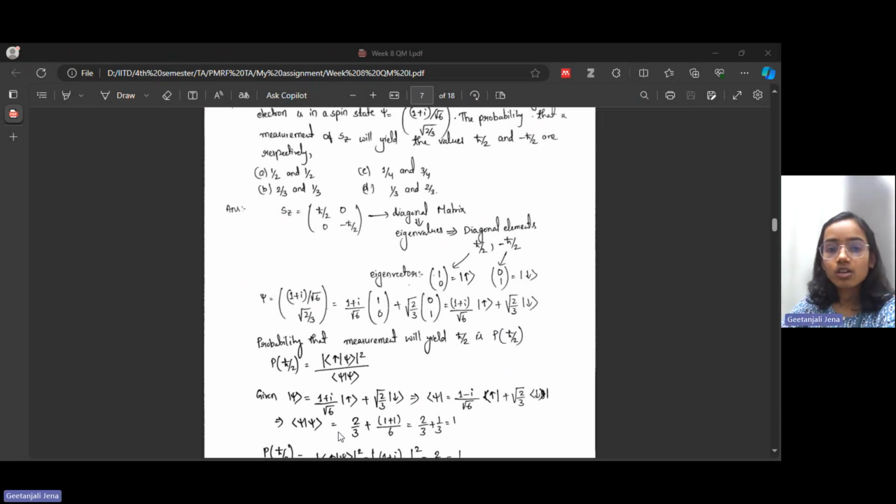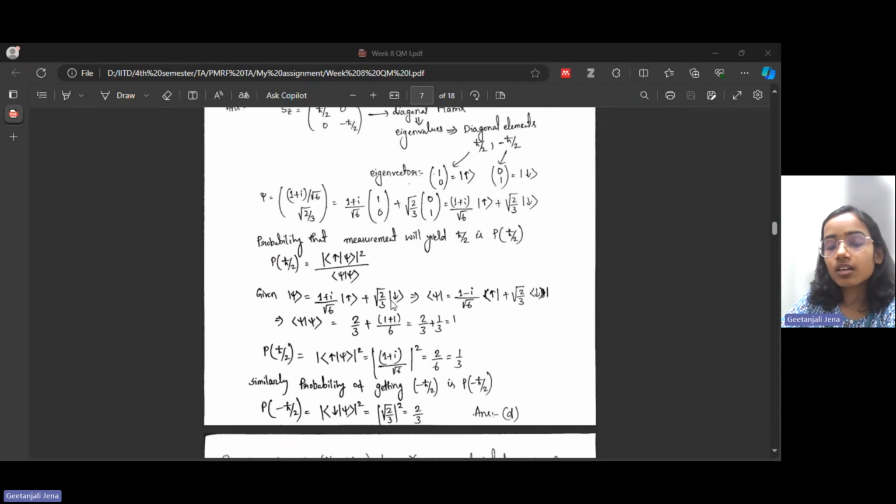Okay. So psi is normalized, so the probability of getting h squared by 2 will be equal to the square of the inner product of the up state with psi. So that means it will be equal to the square of the coefficient that is adjacent to the up state, which is (1 plus i) by root 6. So the probability of getting h squared by 2 is equal to 1 by 3.